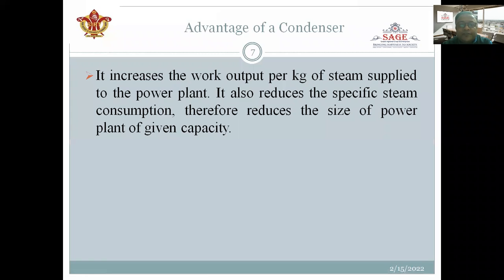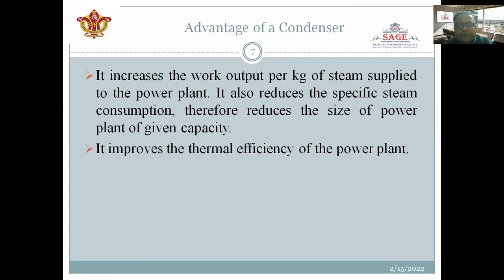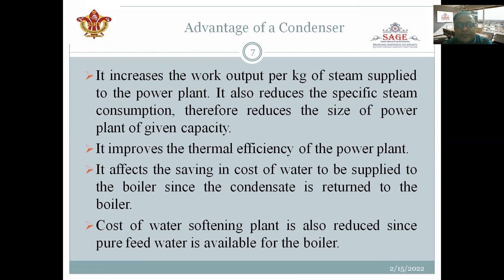What are the advantages of a steam condenser? It increases the work output per kg of the steam supplied to the power plant. It also reduces the specific steam consumption, therefore reduces the size of the power plant of the given capacity. It improves the thermal efficiency. It also saves the cost of the water to be supplied to the boiler.